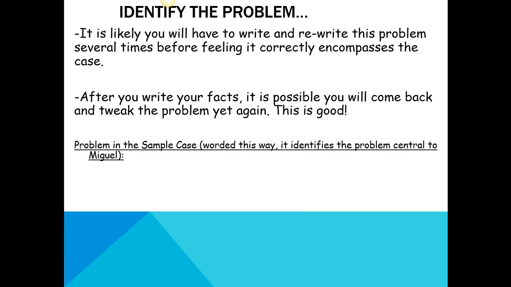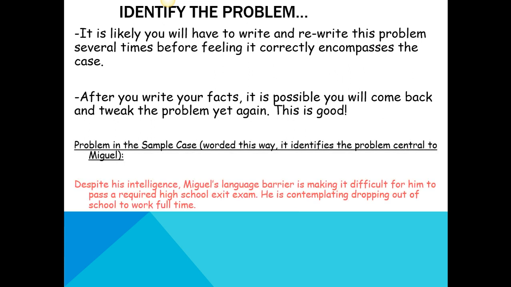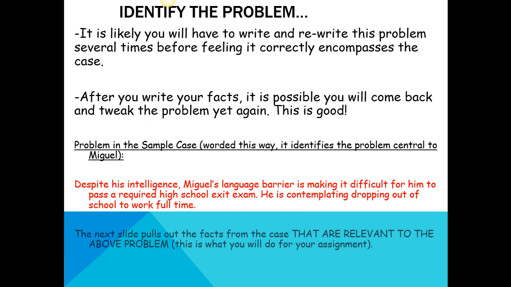So the problem in the sample case, and I want it worded this way because it identifies a problem central to Miguel: Despite his intelligence, Miguel's language barrier is making it difficult for him to pass a required high school exit exam. He's contemplating dropping out of school to work full time. So that is the problem. That's the central problem. Okay, so the next slide we're going to plot some facts that are relevant to the problem.